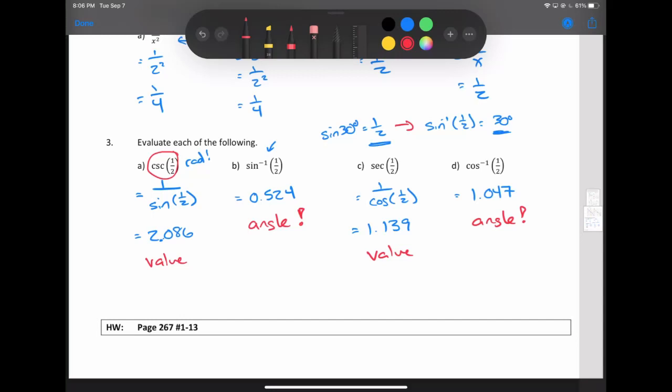In fact, I guess I could always do it in degrees. 0.5 second function cos. Oh, it's exactly 60 degrees. Yeah, yeah. So I guess 1.047 is pi over 3. Hey, it is. What do you know?